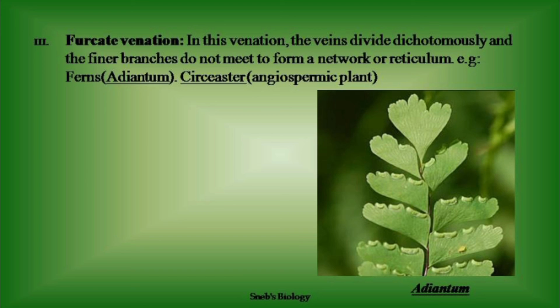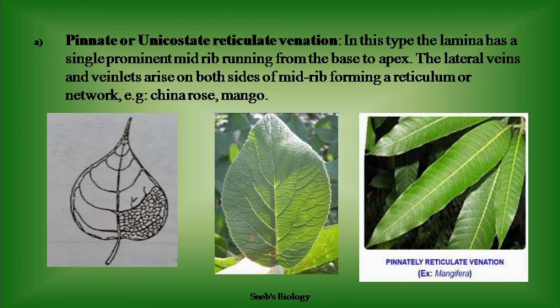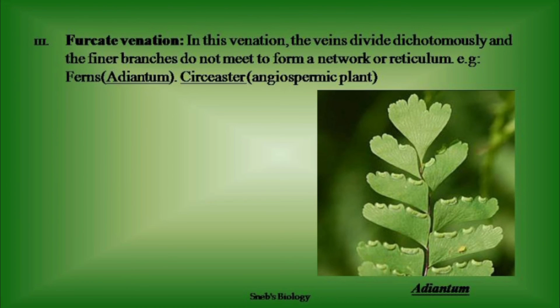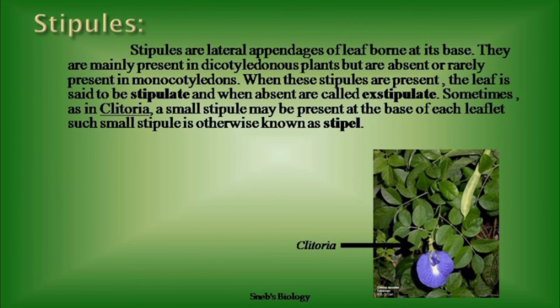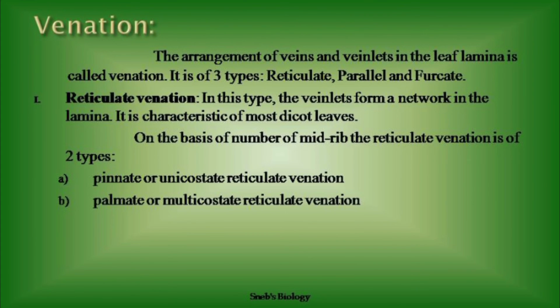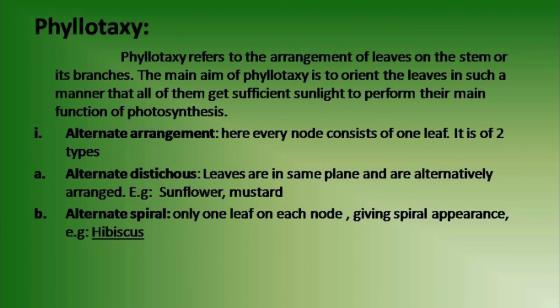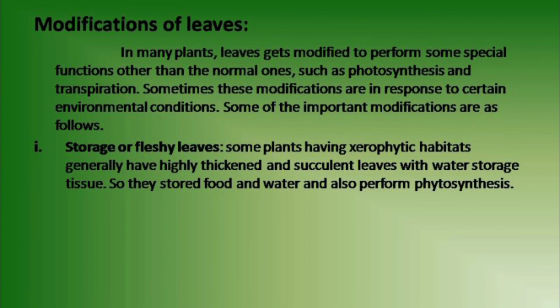In flowering plants, two types of venation are mainly found, that is parallel and reticulate venation, and forked venation is found in pteridophytes. On the basis of venation, we can also identify whether the plant is a monocot or a dicot, because there is a distinct difference between the arrangement of veins. So it was all about the leaf, types of stipules, and venation of the leaf. Next we will discuss arrangements of the leaf and modifications of the leaf.